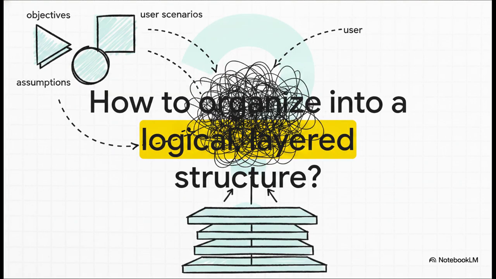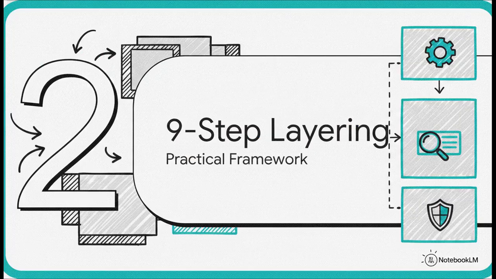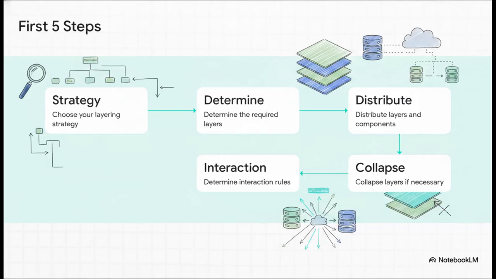So you've got your objectives locked in, your assumptions are tested, and you're feeling good. But how do you actually take all these crazy moving parts and organize them into a neat, logical, layered structure? Well, that brings us to part 2, the 9-step layering masterclass. Let's walk right through the first 5 steps of this masterclass.